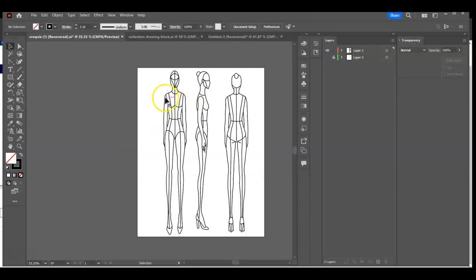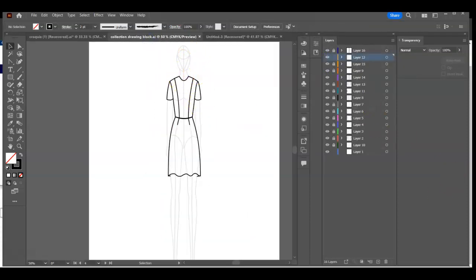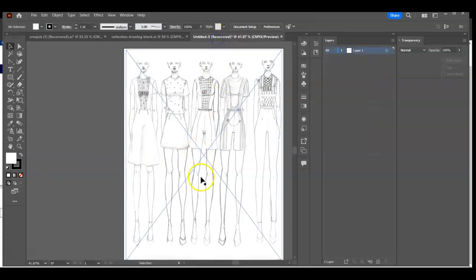I copied this right here, and then I put it here, and then I put the opacity down to 11% so it could look like tracing paper. And then I kind of just drew my collection, and this is my collection. This is the hand sketch that I have here, and this is my five of the six looks.